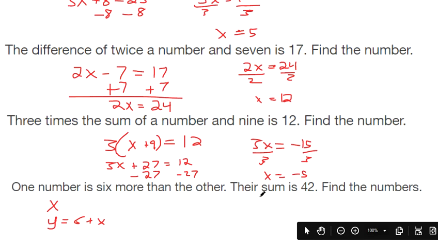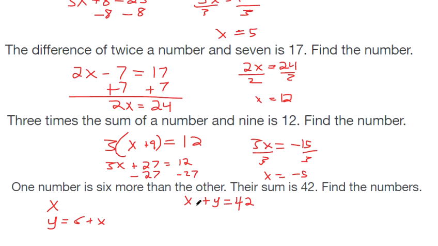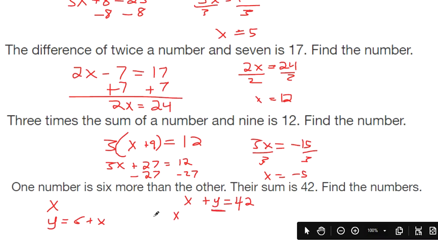Their sum is 42. So the number x plus the number y, the sum of these 2 numbers that I don't know, is 42. And so there's 2 letters in an equation. If that happens, that's an equation you can't solve. Okay? You can't get it down to one answer. But what we can do instead is, instead of writing y, I can replace it with what y is. Y is 6 plus x.